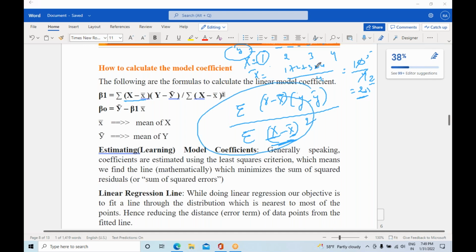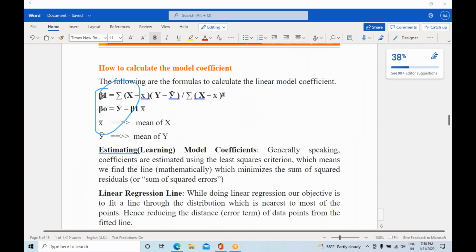When you evaluate this expression with this data, you will get a particular value. With the help of this value, you can calculate your coefficient and constant also. If you know the beta naught and beta 1 values, then you can easily calculate your predicted line, your regression line. So these are the formulas you should remember when you are working with linear regression.